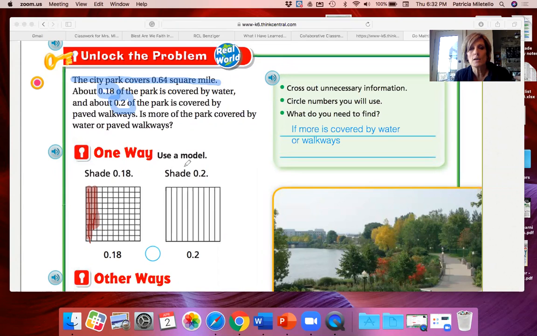Over here, we're going to shade a model that's 2/10. 2/10 is going to be one whole column and another whole column. So which is more colored in? Well, this one over here is. So we need this kind of symbol, a less than sign. 18 hundredths is less than 2/10, only by a slightly different amount.